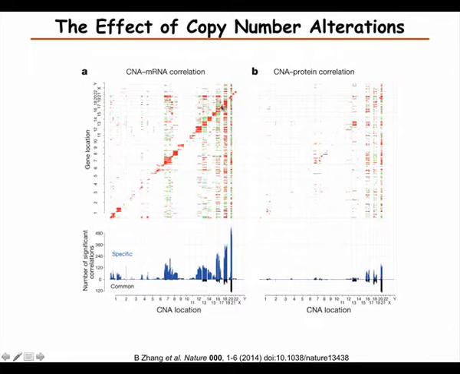The things along the diagonal are called the cis effects, and these stripes are the trans effects, where one copy number change affects a large number of genes. And then we see much weaker, but similar things for the protein analysis, from the protein copy number correlation. So these are just different examples of how we can also expand beyond just visualizing the proteomics data to comparing it to other data types on the same sample.